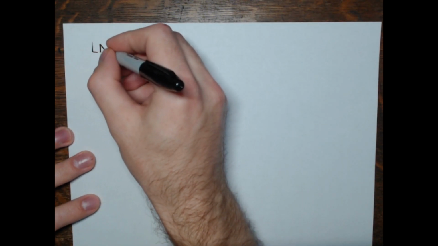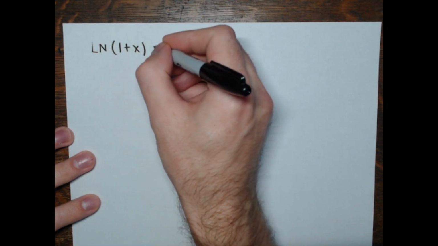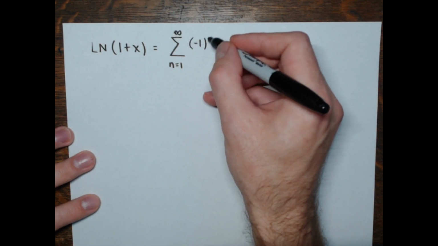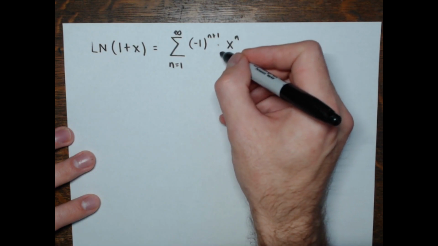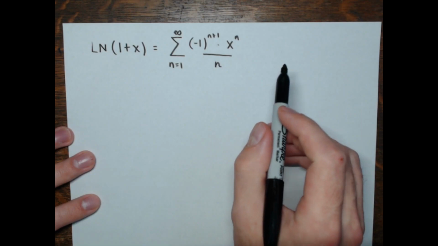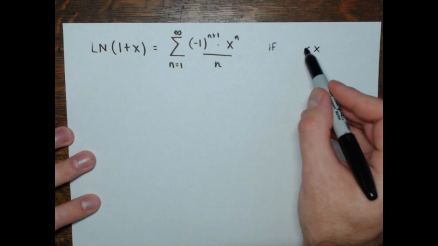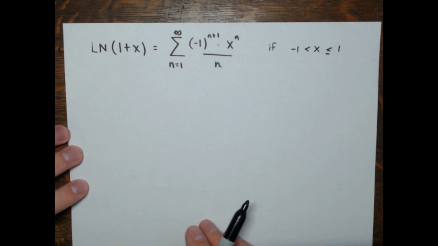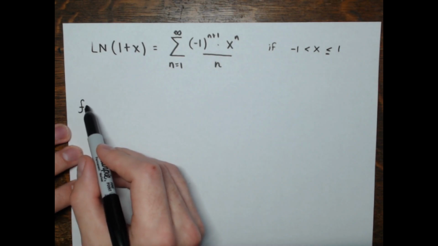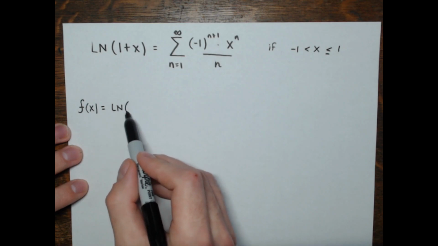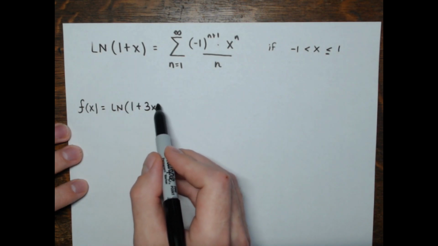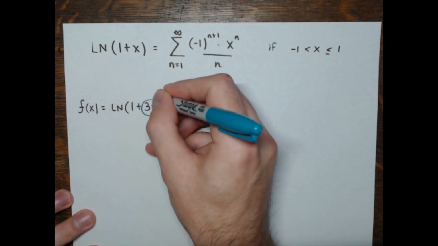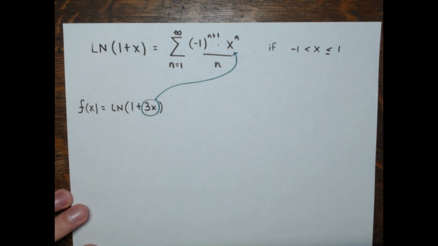So we're seeing that the Maclaurin series for the natural log of 1 plus x is the sum from n equals 1 to infinity of -1 to the n plus 1 power times x to the nth over n. And this is in this interval, though, between -1 and 1, including 1, but not including -1. Now the function we're given is the natural log of 1 plus, not x, but 3x. So I'm just going to be replacing x with 3x, right? x is replaced by 3x. I'm just replacing x with 3x in this series.